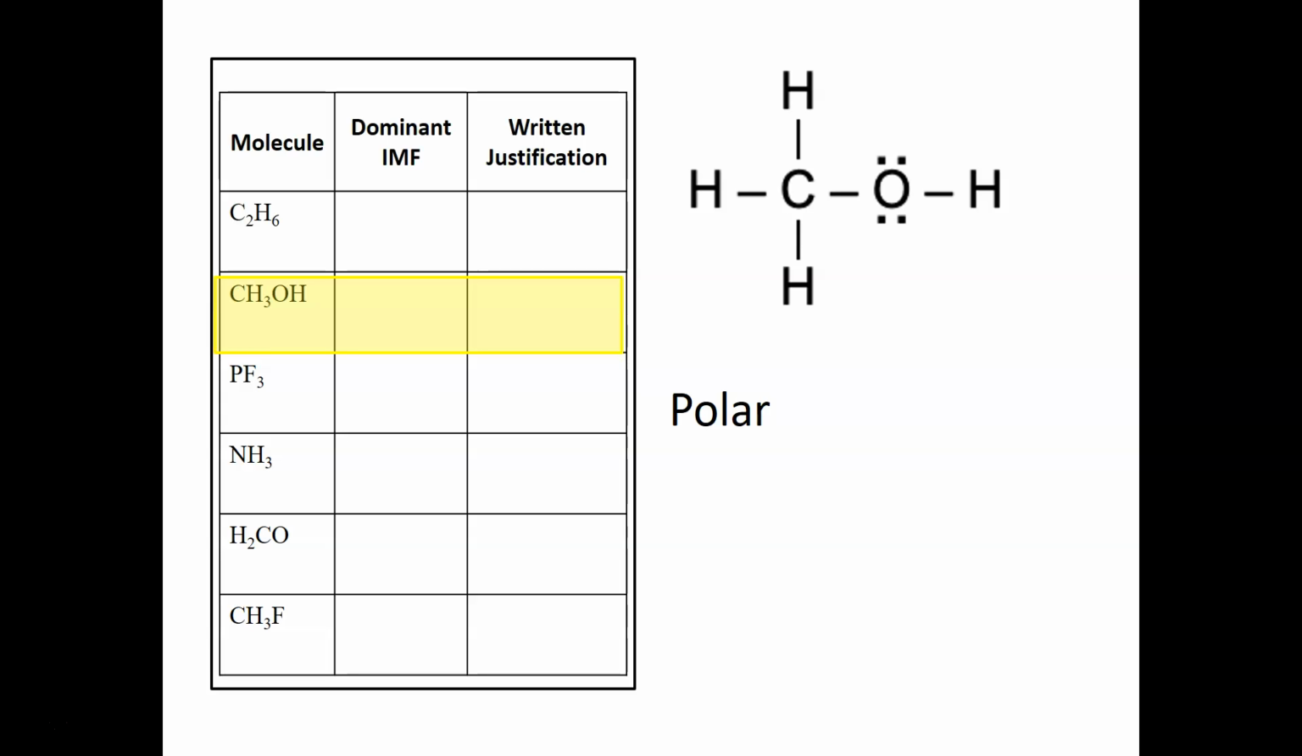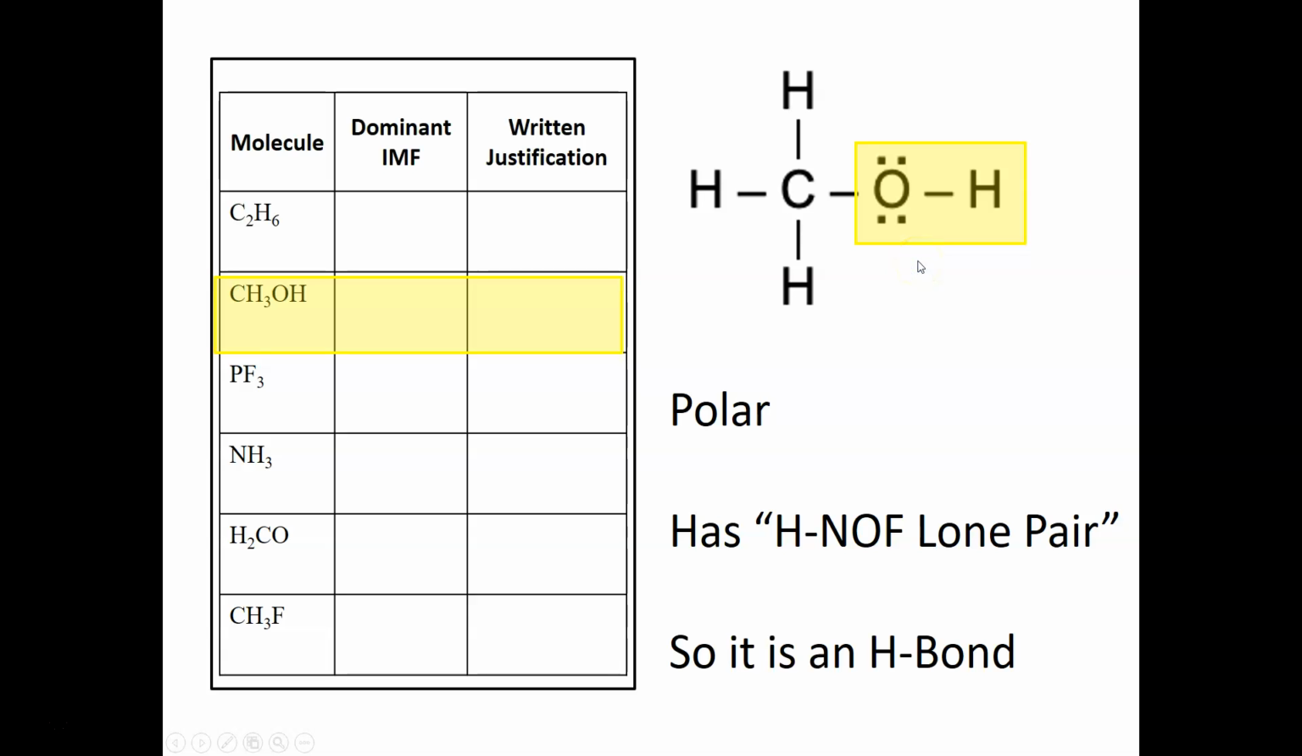Next, we have to ask ourselves, okay, if it's polar, we know it's dipole-dipole, but does it meet the fancy criteria to be a hydrogen bond? Does it have a hydrogen directly attached to a nitrogen, oxygen, or fluorine? And does it have a lone pair on it? And it does. If you look right here, hydrogen directly attached to oxygen, the oxygen has 1 or more lone pairs on it. So this is a hydrogen bond.